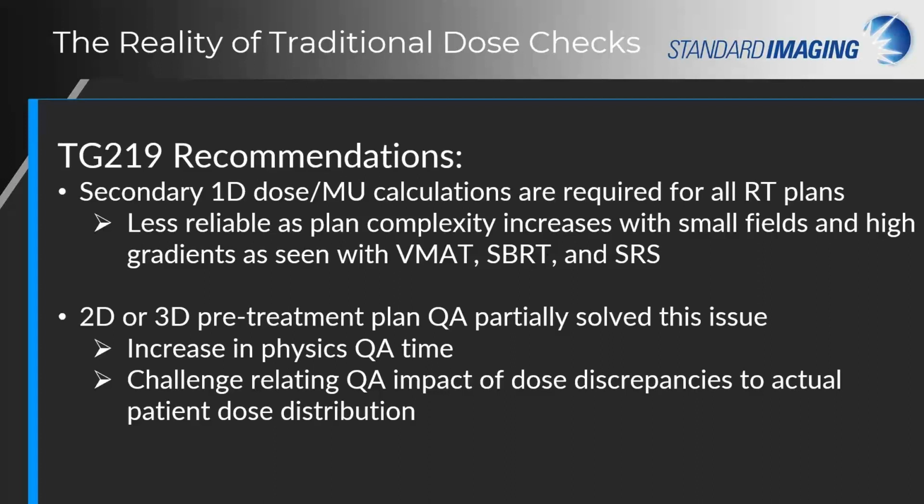So in more complex cases, the physicist must resort to phantom-based pre-treatment plan QA measurements on the treatment machine. The advantage of this is the physicist now has an array of two-dimensional or three-dimensional dose comparisons. However, this takes a significant amount of time, often after hours, and since the measurements are phantom-based, it can still be challenging to relate the impact of QA dose discrepancies to the actual patient dose distribution.